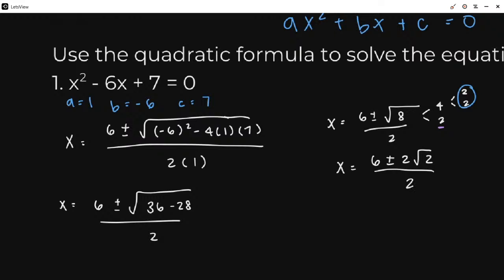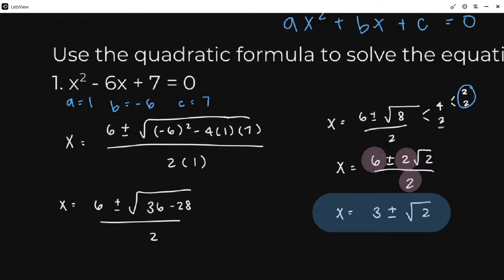Then we're going to check to see if we can simplify by looking at these 3 numbers here. So we're not looking at the number inside the square root, but we do have to look at the number in front of it. So all 3 of those are divisible by 2, so that means we can divide or simplify by 2. So it'll be 3 plus minus square root of 2. And this would be the final answer.